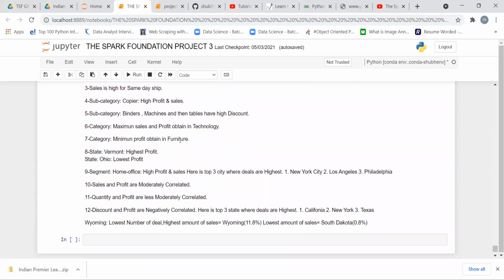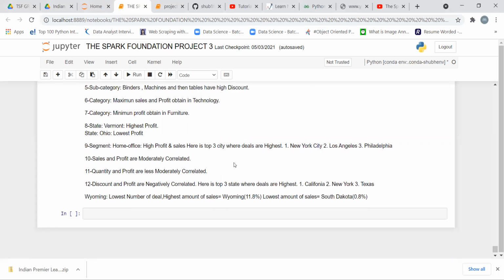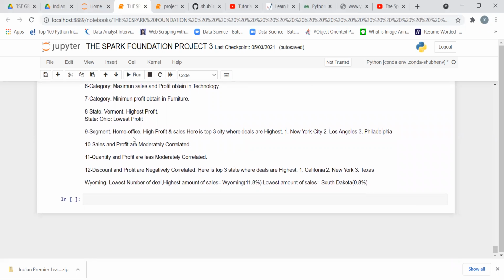The category's minimum profit is obtained in furniture. Vermont is the state with the highest profit. Ohio is the state with the lowest profit. In segmentation, home office generates the highest profit and sales. Sales and profit are moderately correlated. Quantity and profit are less moderately, directly correlated. Discount and profit are negatively correlated.